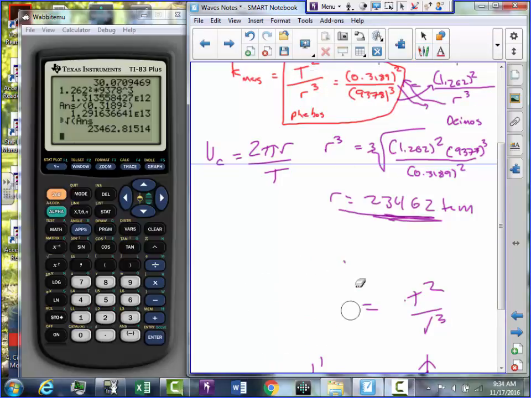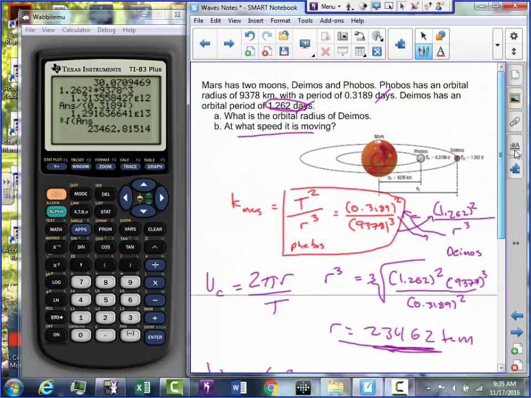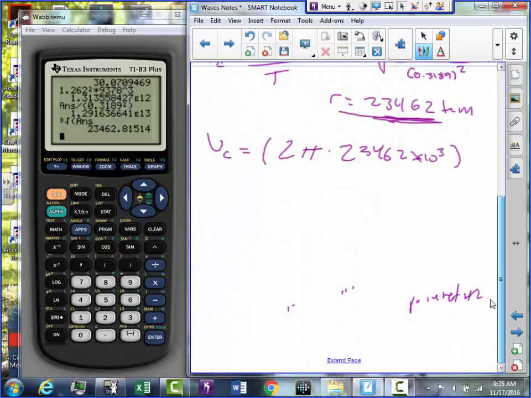We're going to want it to be in meters per second by the time we're done. Although when we use that K formula, you can probably use whatever units you want. For this one, we should go back to scientific ones. So your centripetal velocity would be 2 times pi times, this one here used to add a couple of zeros, so I'll make it 23462 times 10 to the 3. That'll take care of the kilometers issue. On the bottom, it was 1.262 days.